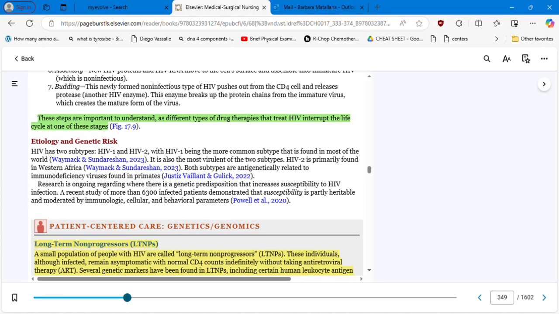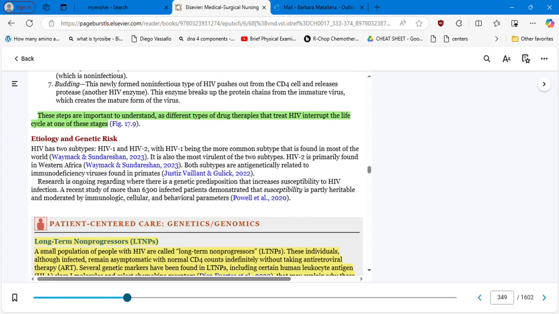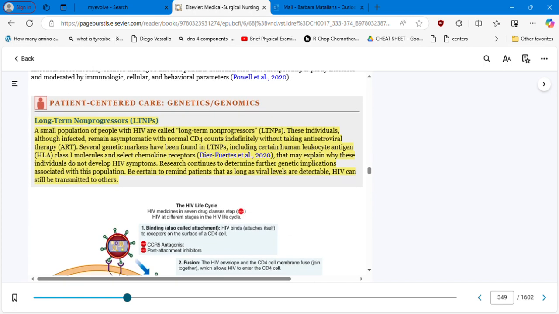And we are not going to get into the subtypes, and this is important also. The genetics, genomics, long-term non-progressors, the LTNP, long-term non-progressors. Remember that. We're going to talk about this later.